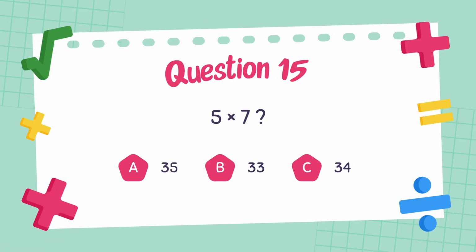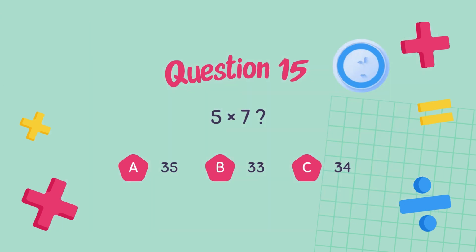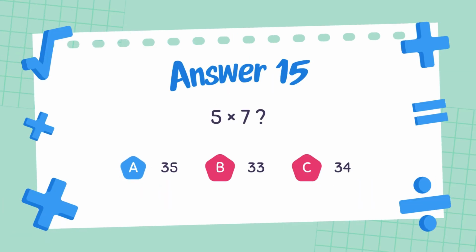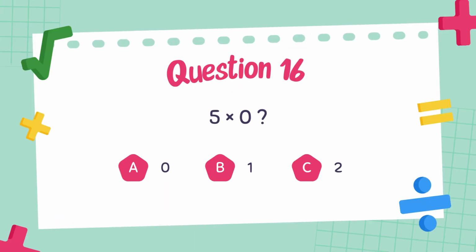Question 15. What is 5 times 7? Is it A, 35, B, 33, or C, 34? The answer is A, 35. You're crushing it.